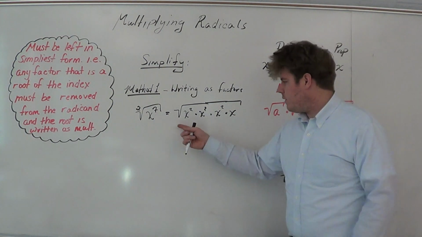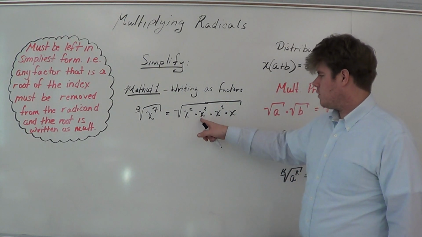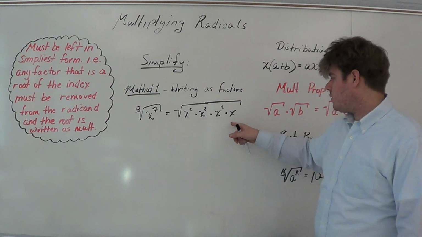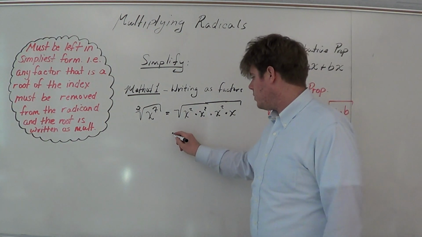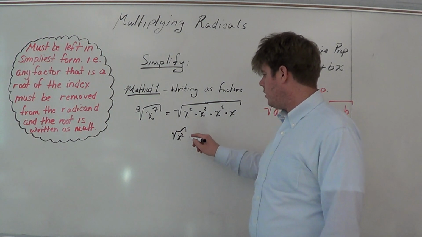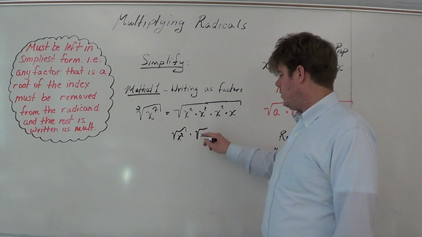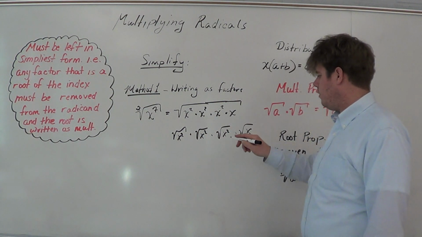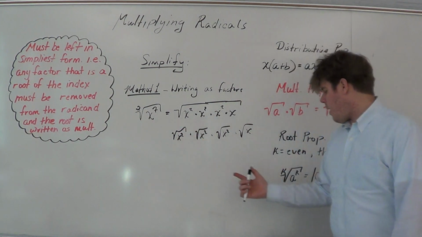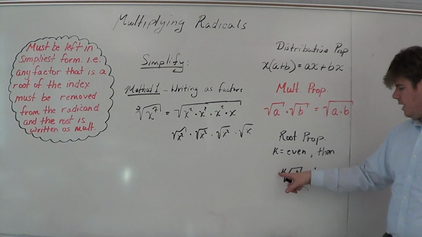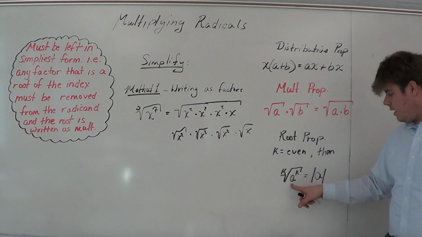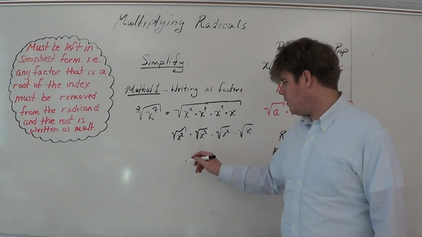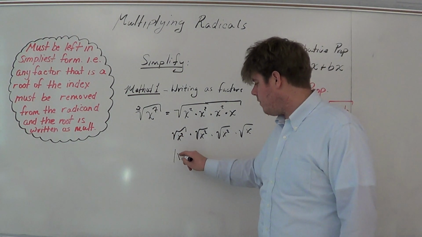But after a while, what you see here is that I have the square root of x squared, the square root of x squared, the square root of x squared, and then the square root of x. So I'm going to break this apart. I take the square root of x squared times the square root of x squared times the square root of x squared times the square root of x. And this is where now I can apply this property, where if I have the same index and the same power, then it is just what I'm taking the power of. So same index, same power, this just becomes the absolute value of x.